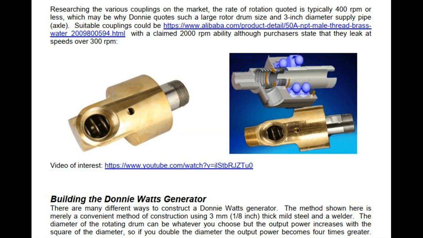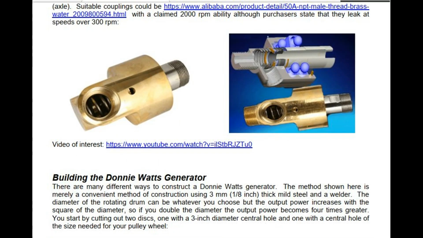Building the Donnie Watts generator. There are many different ways to construct a Donnie Watts generator. The method shown here is merely a convenient method of construction using 3 mm, 1/8 inch, thick mild steel and a welder. The diameter of the rotating drum can be whatever you choose, but the output power increases with the square of the diameter, so if you double the diameter the output power becomes 4 times greater. You start by cutting out 2 discs, one with a 3-inch diameter central hole and one with a central hole of the size needed for your pulley wheel.